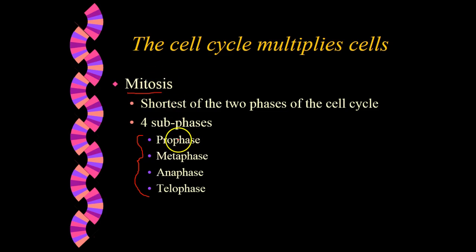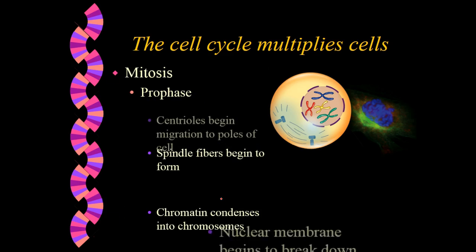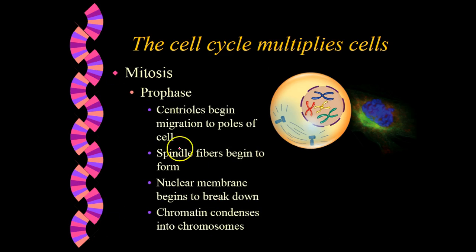So prophase is the first subphase, metaphase is the second subphase, anaphase is the third subphase, and telophase is the fourth subphase. Here is a cell in prophase. Okay, and so the first subphase of mitosis is prophase. Remember PMAT.